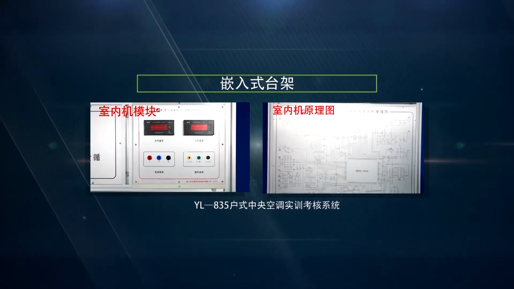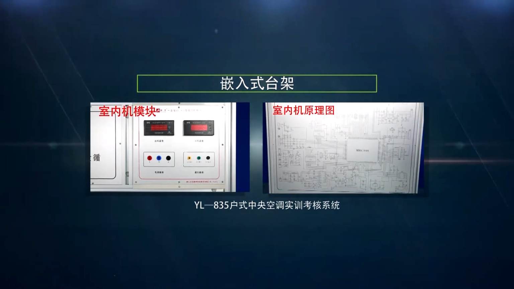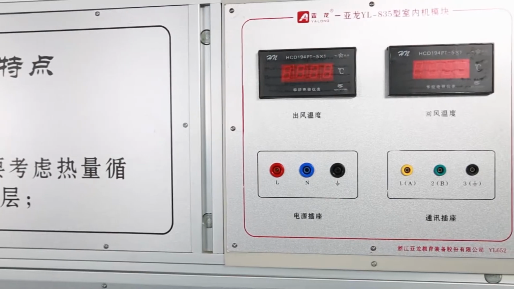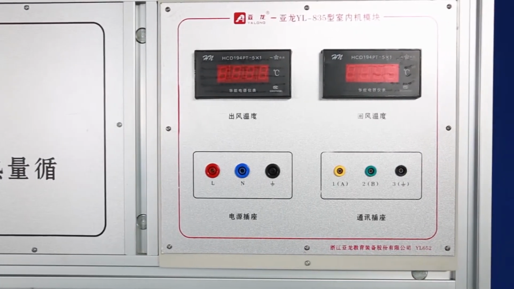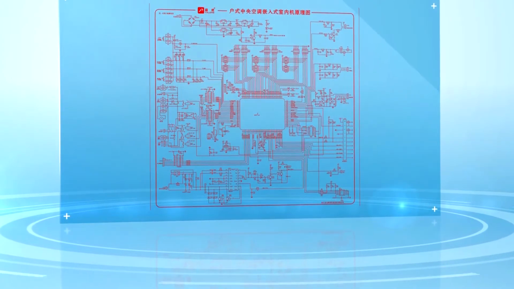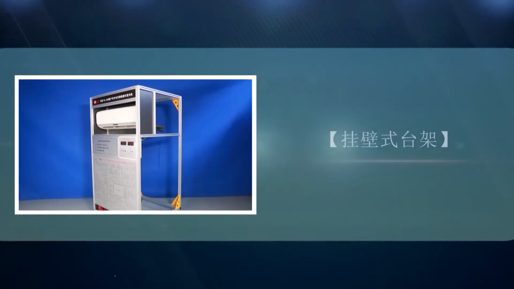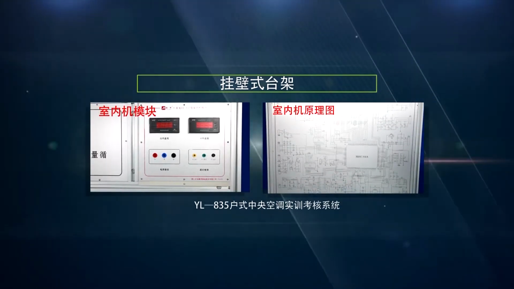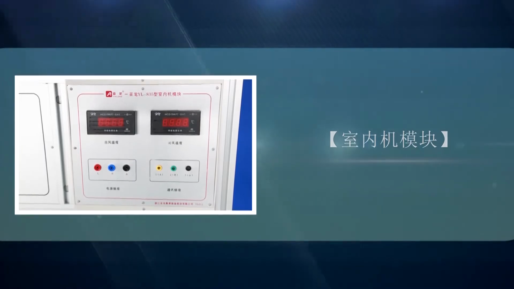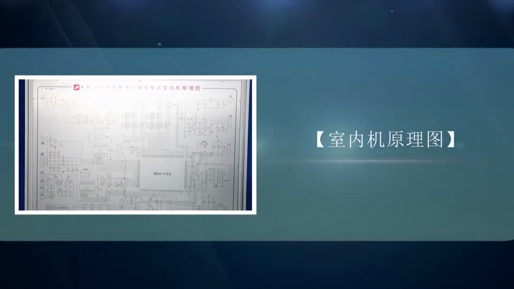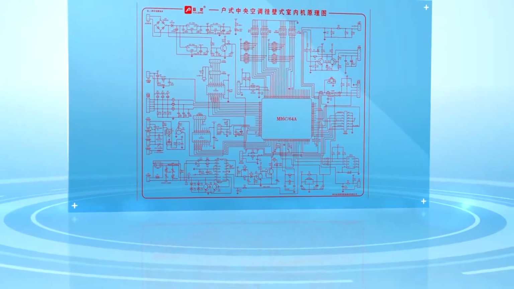The embedded platform consists of the following main parts: the indoor unit is equipped with a temperature meter for return air and wind and a secure socket for communication and power supply. Schematic diagram of indoor machine. The wall bracket is composed of the following main parts: the indoor unit is equipped with a temperature meter for return air and wind and a secure socket for communication and power supply. Schematic diagram of indoor machine. Indoor machine control schematic diagram.